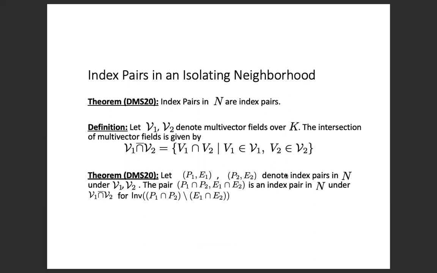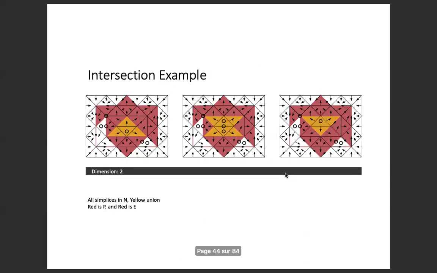And if we have P1, E1 and P2, E2, which are index pairs in N under these multivector fields, then the intersection pair is always an index pair in N under this intersection multivector field. Okay, so let me show you what this means.